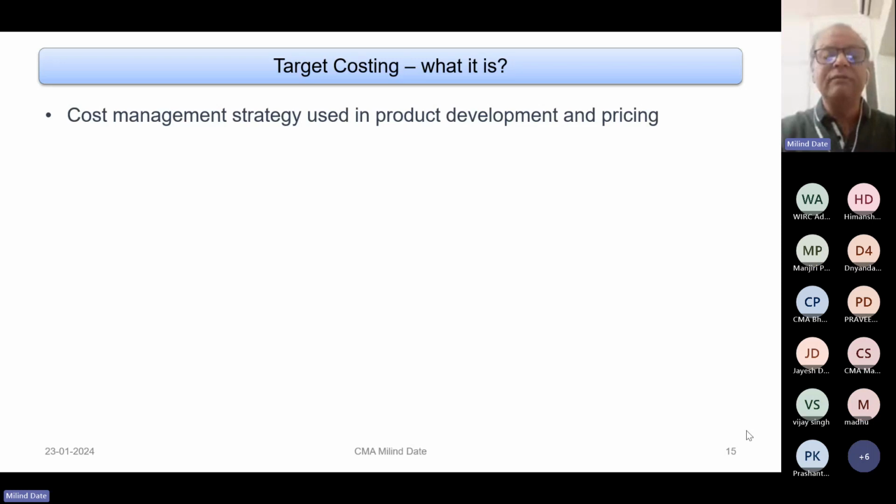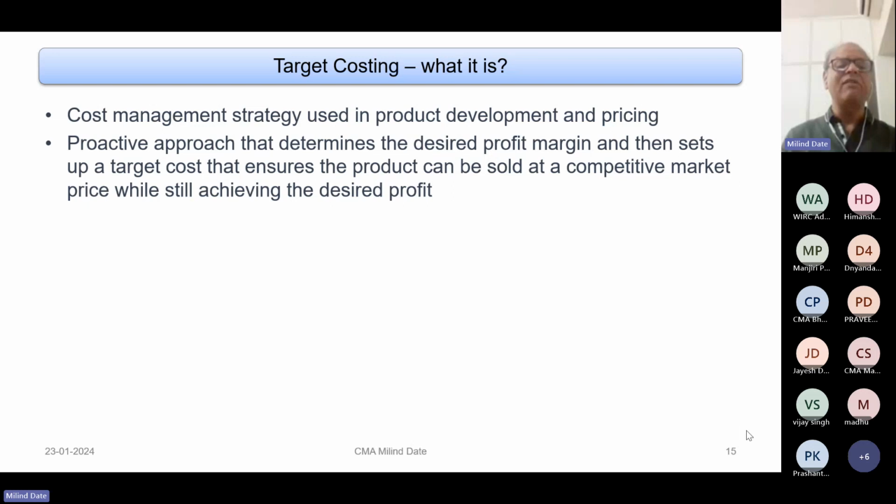So keep that in mind. This approach is a sort of a proactive approach, which starts by determining the profit margin given to you by shareholders or the board, and then sets up a target cost to make sure that you can sell your product in the competitive market at a price which is dictated by the market. And while doing that, you still are able to achieve your desired profits.